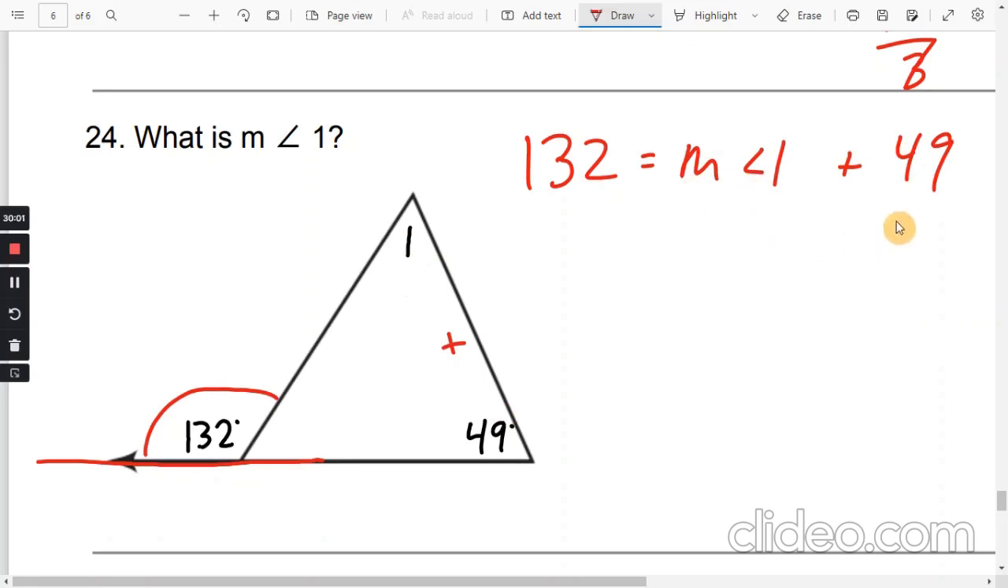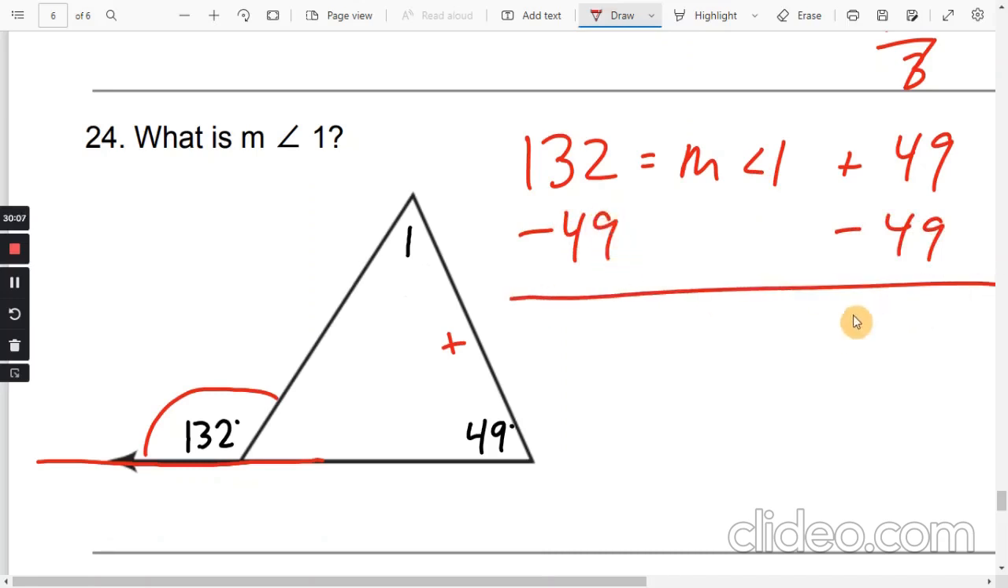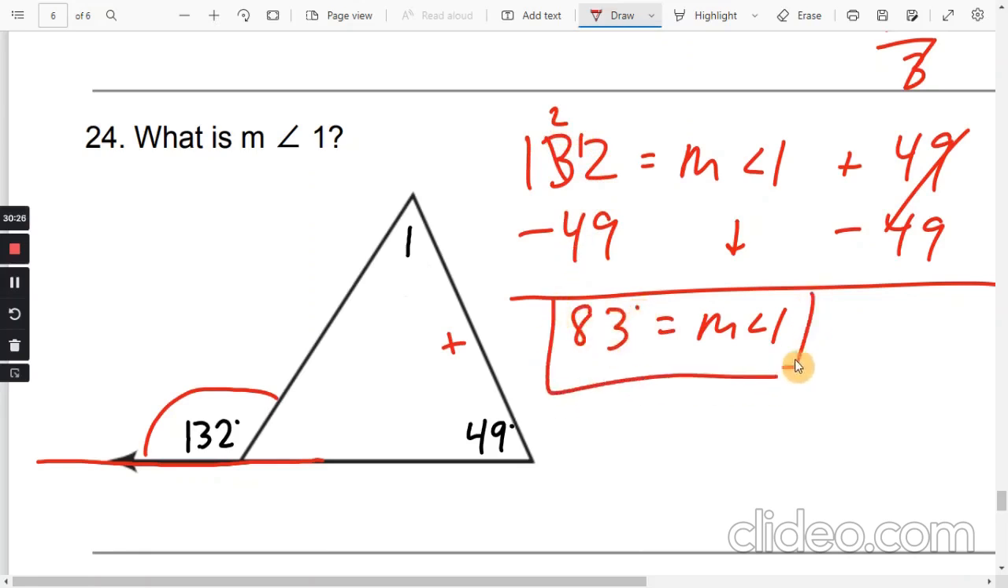Solving for measure of angle 1, we subtract 49 from both sides. Cancels here. Bring down the measure of angle 1. Bring down the equals. Let's see. I'll make this 2 and I'll make this 12. 12 minus 9 is 3. 12 minus 4 is 8. Measure of angle 1 is 83 degrees. If you want to check, add them up, and they should equal 132.